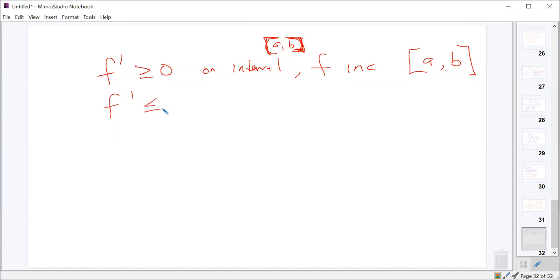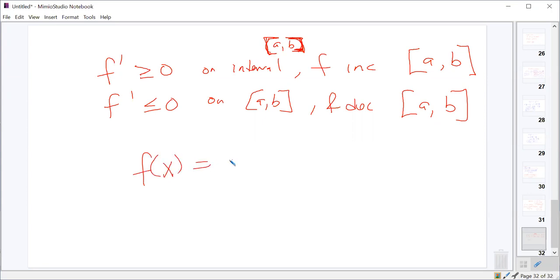And if f prime is less than or equal to 0 on A to B, then f decreases on A to B. And they indicate that with brackets, even if at that same point, like if I were to take the parabola f of x equals x squared, they would say that this is decreasing from negative infinity to 0 with a bracket, and they would say it is increasing from 0 to infinity.